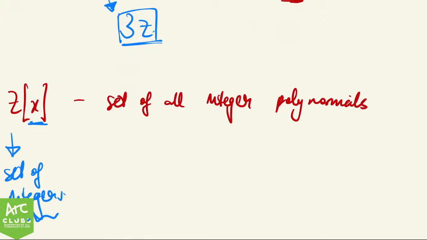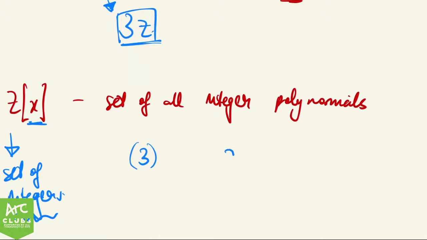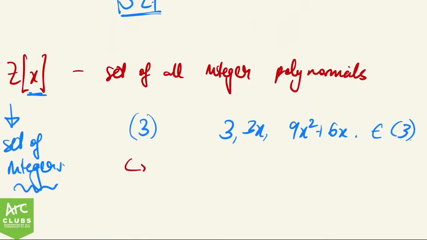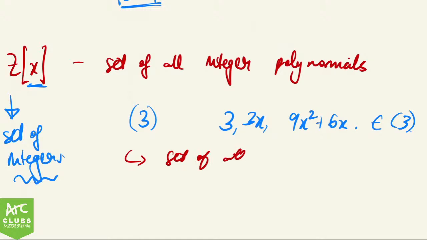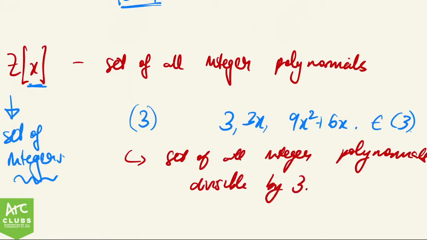One example of an ideal is, for example, (3). This is basically the set of all polynomials divisible by 3, right? Because you can take 3 and multiply it by any polynomial, and it needs to be in the ideal. So for example, 3, 3x, 9x squared plus 6x are all going to be elements of the ideal. This is just the set of all integer polynomials divisible by 3. Okay, that's another example of an ideal.